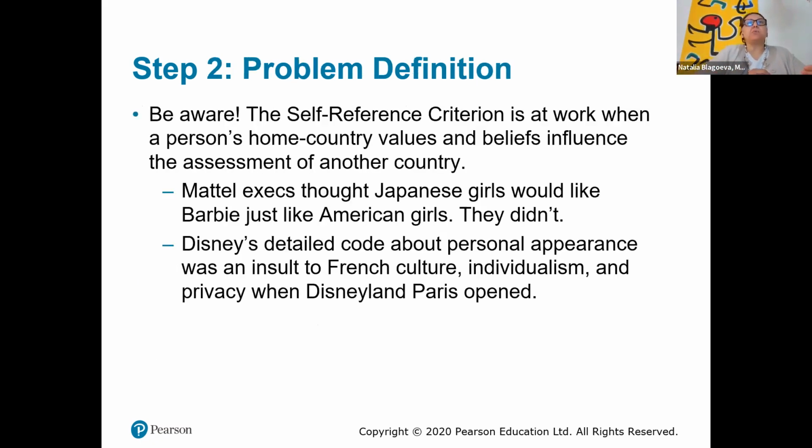When we're defining the problem, this is the self-reference criterion I mentioned. We need to be aware that we perceive the world from our point of view, from our cultural upbringing, from our understanding of what's proper and what's not proper. So basically we never have a full picture. We're always looking with the restrictions of our own biases.